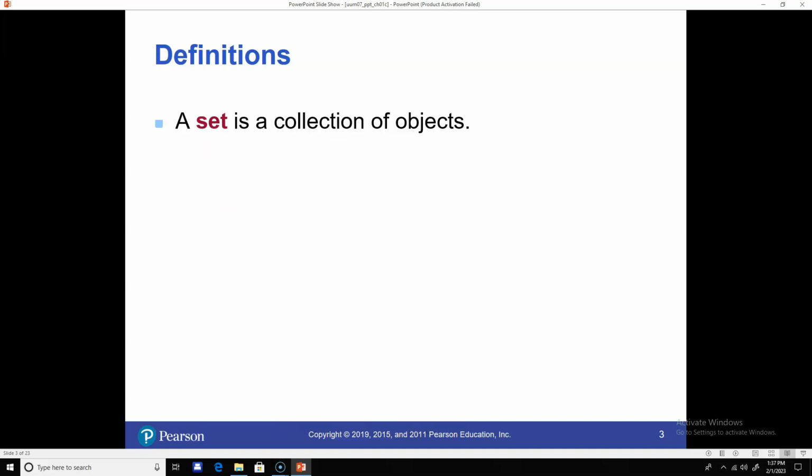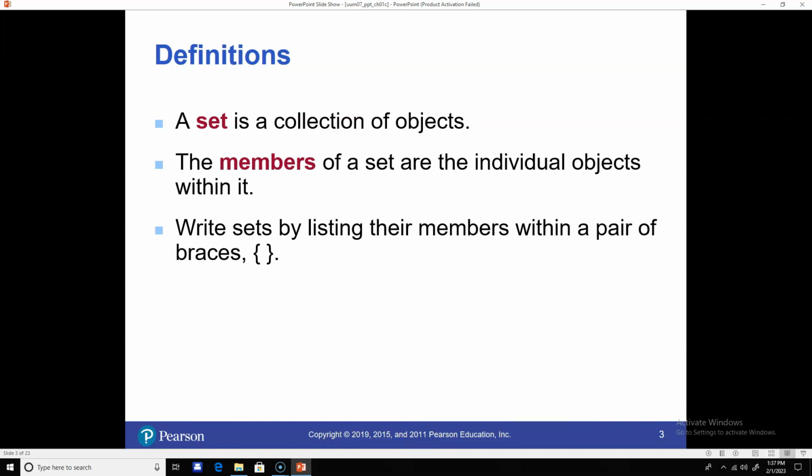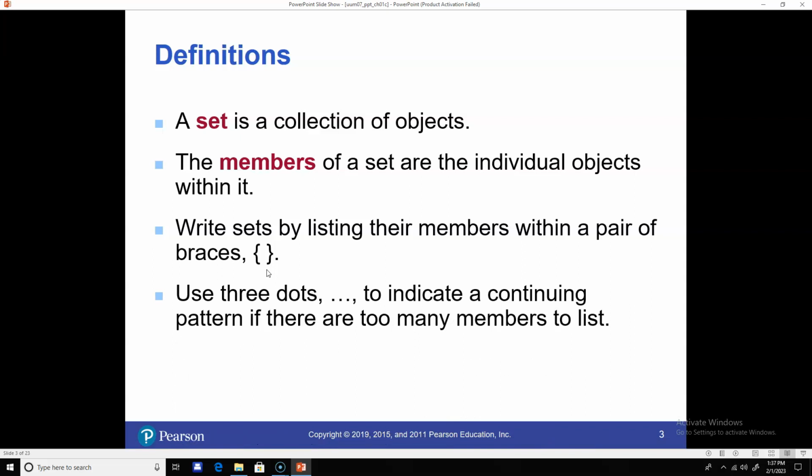A set is a collection of objects. Typically, we're going to write them in braces, separated with commas. And we don't list repeat items in a set. So the members are the individual objects in the set, and again, the sets are written listing their members within a pair of these braces, and they're separated by commas.